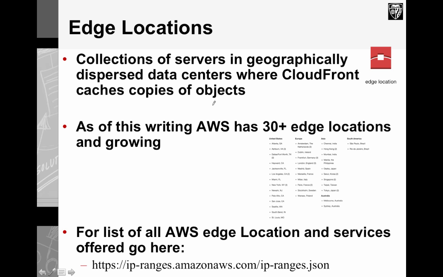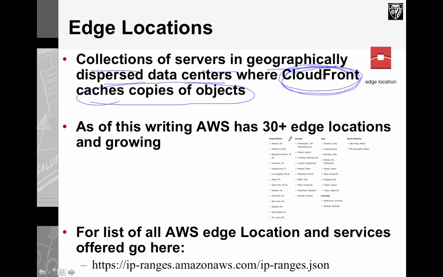Edge locations. We know what edge locations are. We've seen it before when we started learning about cloud computing. We also saw it in the earlier section in this module. Edge locations are really a collection of servers in geographically dispersed data centers where CloudFront caches copies of objects. Of course, we all know what edge locations are, but I'm actually saying you really care about edge locations where CloudFront is a service that's running. It's important to note that AWS may have several edge locations, but CloudFront may not be running on every one of them. So you have to kind of distinguish between the two.